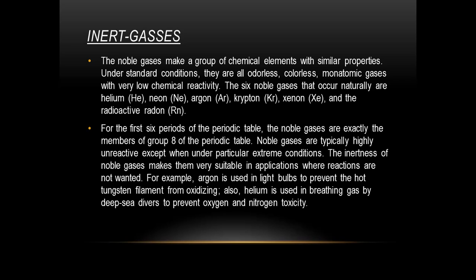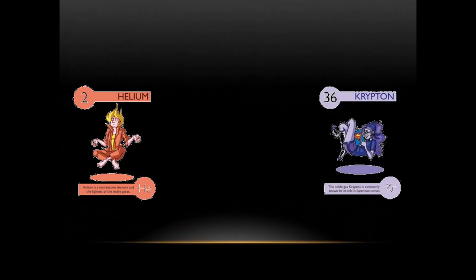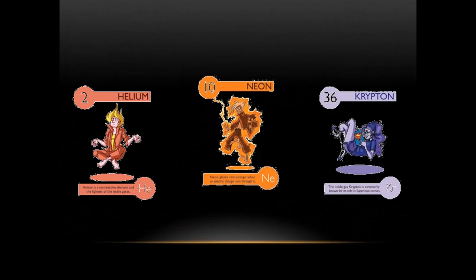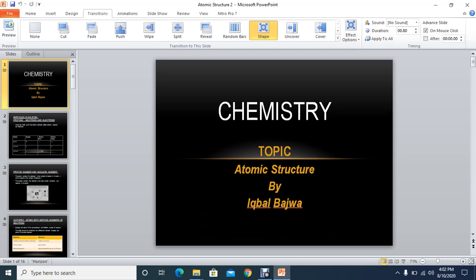The inertness of the noble gases makes them very suitable in applications where reactions are not wanted. For example, argon is used in light bulbs to prevent the hot tungsten filament from oxidizing. Also, helium is used in breathing gas by deep sea divers to prevent oxygen and nitrogen toxicity. Now, you can have a look at these gases in the form of diagrams. So, this was all about it.